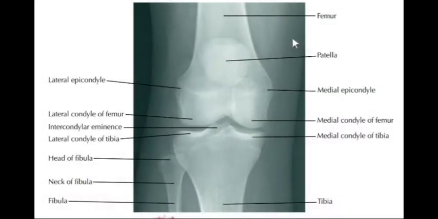Diagram shows the radiograph of knee joint. Here you will find patella. These are the two condyles of femur. This protrusion is medial epicondyle, and on this side is lateral epicondyle. This bone is tibia. These are the intercondylar eminence, the lateral condyle of tibia, medial condyle of tibia, and this bone is fibula. You will find head of fibula, the neck, and the lower portion.